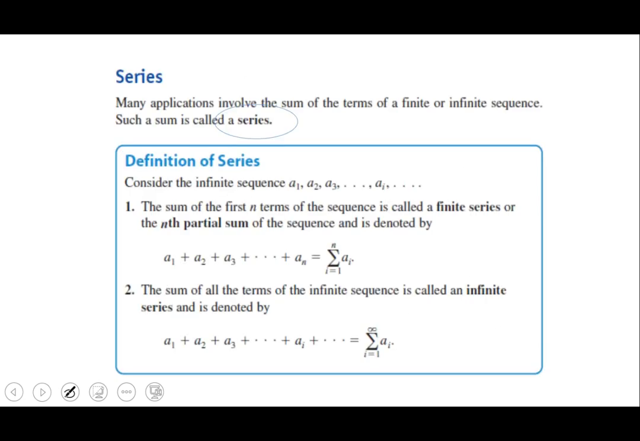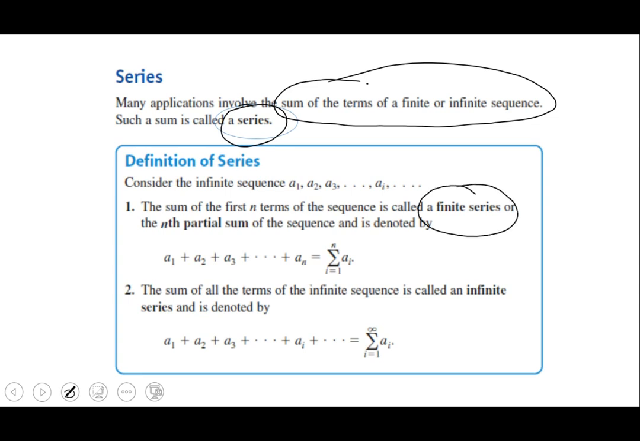So if you are, in fact, adding up the sum of the terms of a finite or infinite sequence, that is called a series. So basically, a series means that you are adding up the terms of a sequence. There are 2 different ways you're going to be asked to do that. You can either be asked to find the sum of a finite sequence, which would mean it's a finite series, or you might be asked to add up all of the terms of an infinite sequence, which would give you an infinite series.